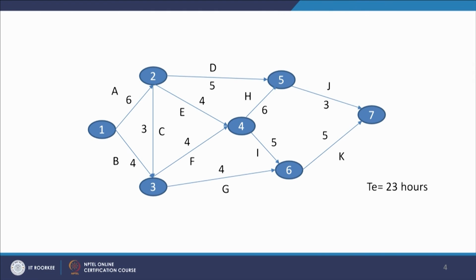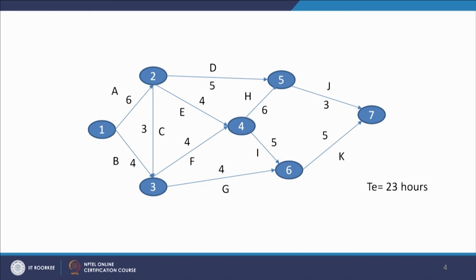The network we already know, and then we can do the calculations. We can perform a forward pass and a backward pass. For each node we can calculate the early start time and the late start time, and from there we can calculate which activities have no slack available, which cannot be rescheduled, or for which the slack is 0. We can calculate the critical path.